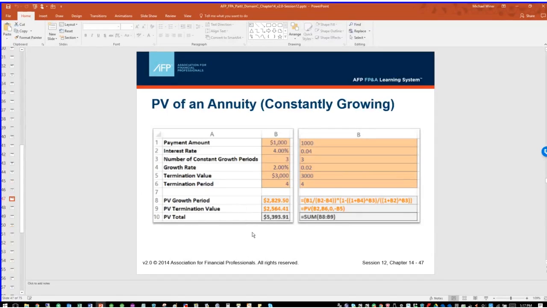Those are called arguments. The function expects not only the right number of arguments, but they have to be in the right order. Okay, so you always want to be careful of that. Present value of B2, which is the interest rate.